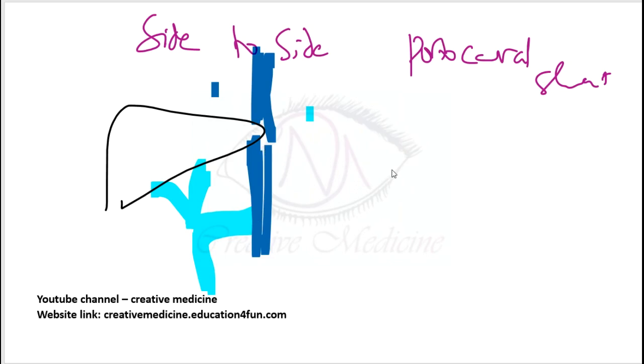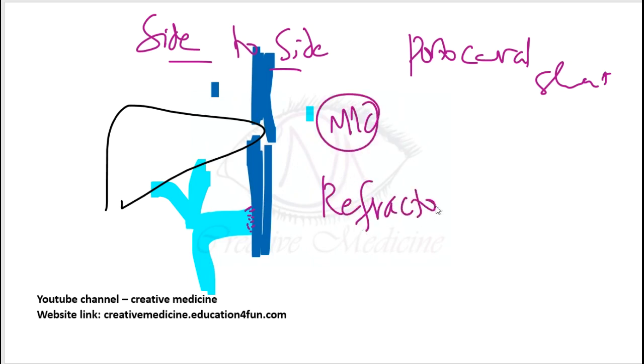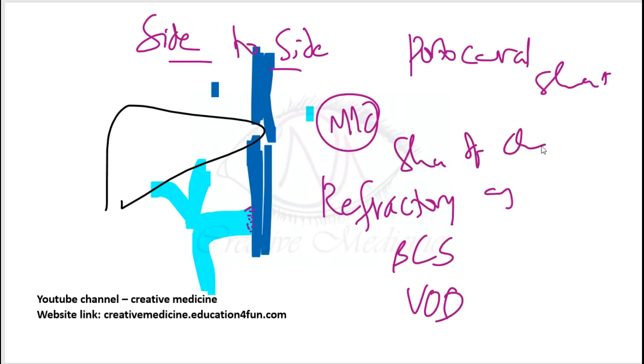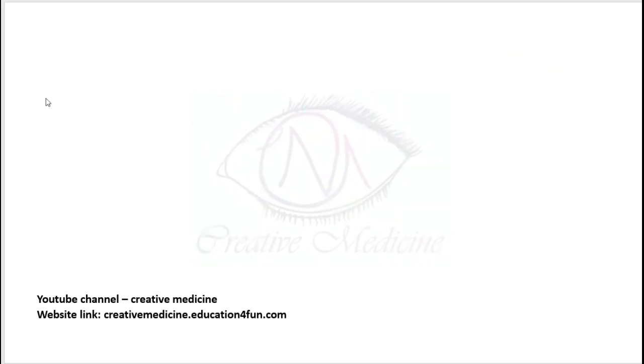This is actually a side to side portosystemic shunt. Both the proximal part and the distal part are anastomosed to the inferior vena cava. It is the most commonly performed shunt. It is the shunt of choice for refractory ascites. You can do it in Budd-Chiari syndrome and veno-occlusive disease. This is the shunt of choice for refractory ascites, Budd-Chiari syndrome and veno-occlusive disease.